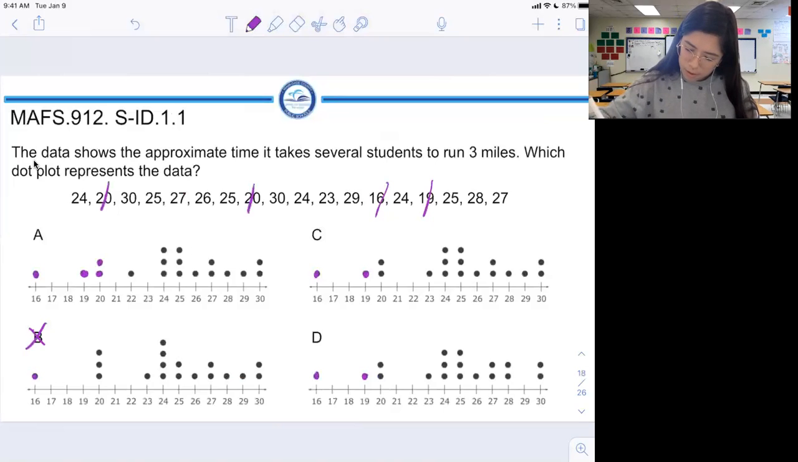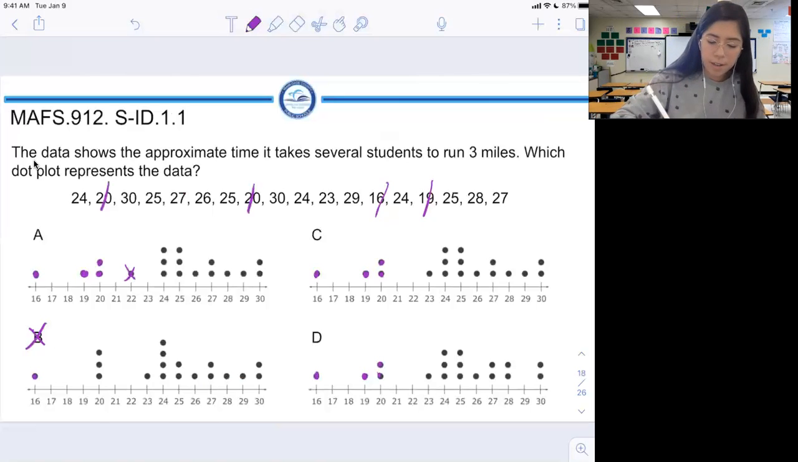24, 23. Let's check if there's a 22. Is there a 22? No, there's no 22. Daniel, please, I heard you the first time. Thank you. There is no 22, therefore A is out.